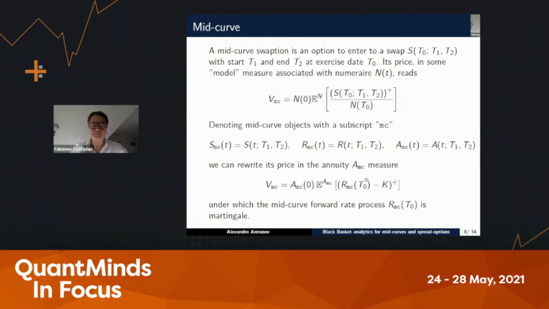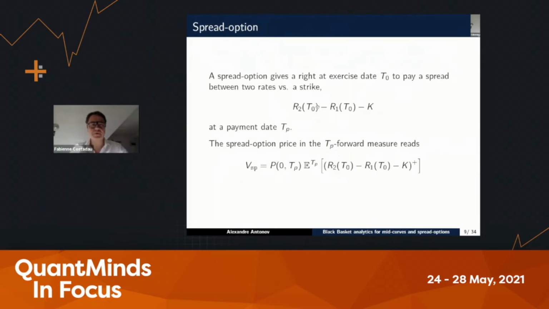So easy. Now we do the same thing with the spread option. The spread option gives the right to exercise at date T0 to pay a spread between two rates versus a strike. So we have R2 minus R1, observed at T0, minus strike. Naturally, the spread option price in the TP forward measure, where TP is a payment date, will be the expectation of this payoff, R2 minus R1 minus K, positive part, because the numeraire at T0 will be simply 1. So it's trivial, and let's not waste time on these definitions.